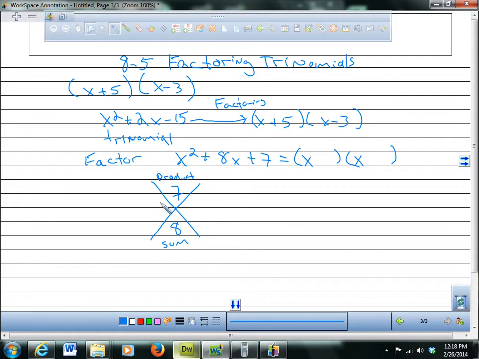1 and 1 doesn't make 7. So you have to say 1 times what gives you 7, and 1 plus what gives you 8. And they have to be the same two numbers. Yes, very good. 1 and 7. So what goes here is, put in red, 1 and 7.